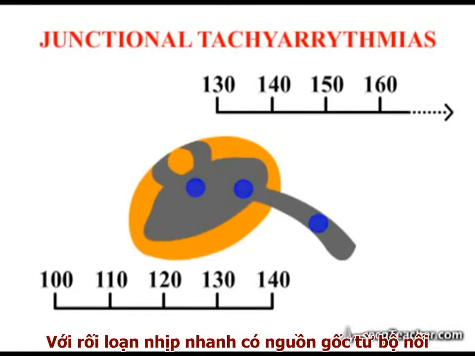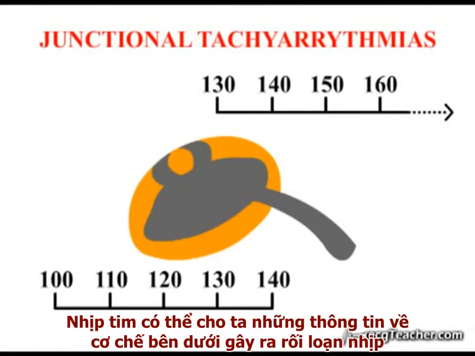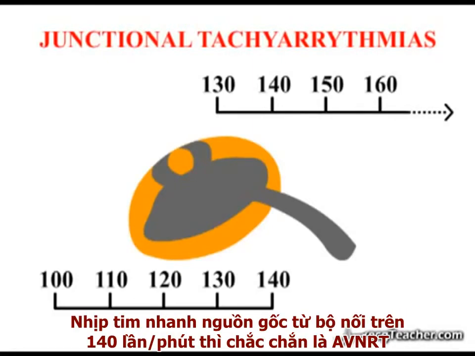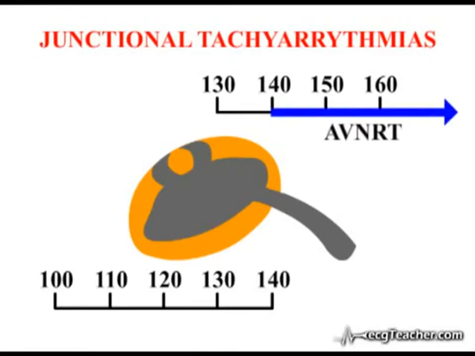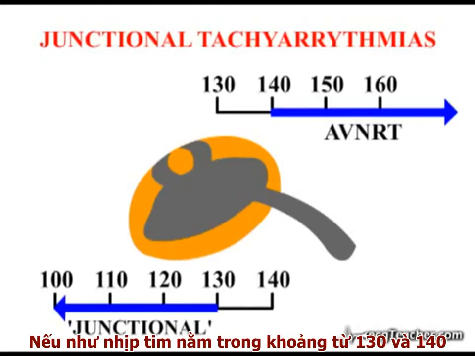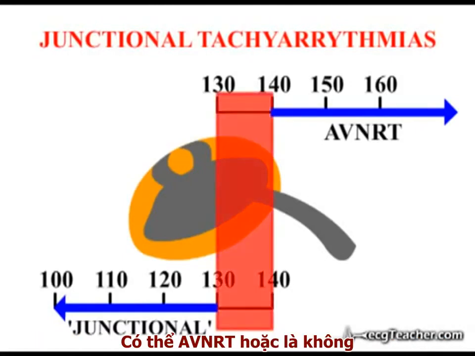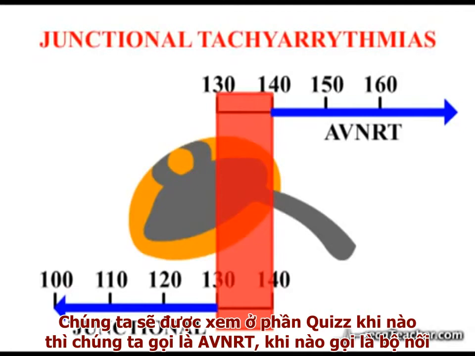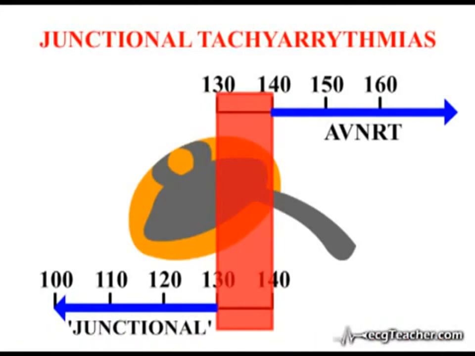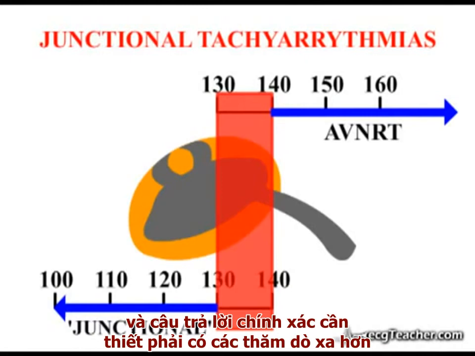Note therefore that with tachyarrhythmias arising in the junctional region, the heart rate allows us to make an assumption about the mechanism generating the arrhythmia. A tachycardia originating in the junctional region with a rate greater than 140 beats per minute is certainly AV nodal reentrant tachycardia, while if the rate is less than 130 beats per minute, the tachyarrhythmia is labelled junctional. You will appreciate that there is a grey area. Rates between 130 and 140 beats per minute may or may not be due to a reentrant mechanism. As we'll see in the quiz section, whether we label such an arrhythmia as AV nodal reentrant tachycardia or junctional tachycardia is largely determined by the clinical context, and a definitive answer may require further investigation.